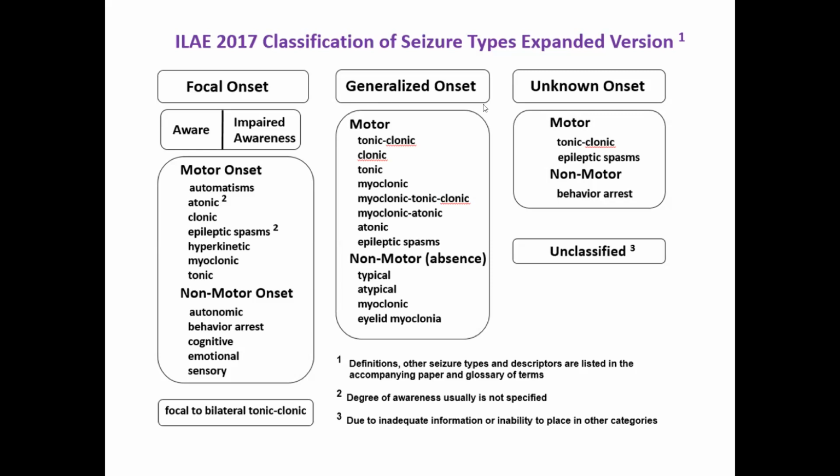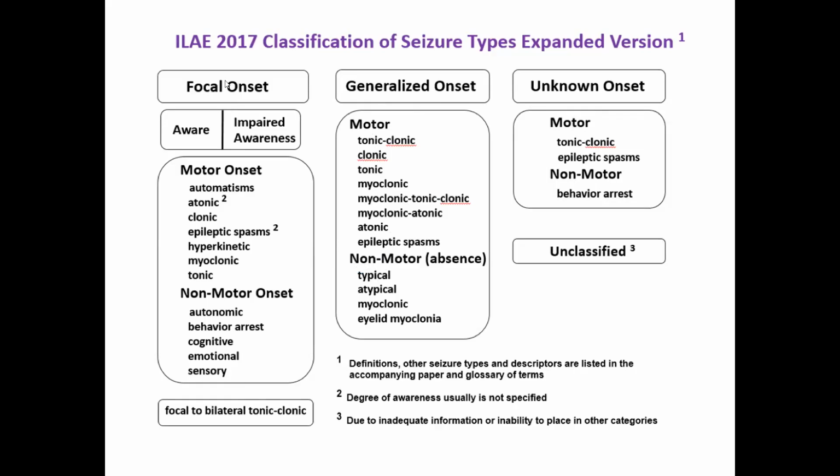Generalized onset also has similar motor and non-motor onset. So tonic, clonic, myoclonic, atonic. And non-motor is also like absence seizures. Unknown onset also you can classify as motor and non-motor. Right. So once again, the classification is very important. I'll go through it again.